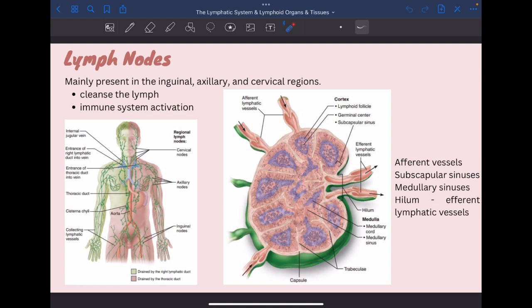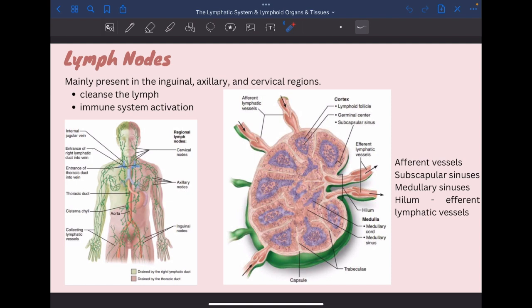What exactly is the function of the lymph node? What is the role of the lymph node? As we mentioned, it cleanses the lymph. It will allow the afferent fiber to bring in the lymph, and then the efferent fibers will drain the lymph, and inside the lymph node we will have certain macrophages sitting on reticular fibers that will get rid of these pathogens and so on. And other than that, we also have the activation.